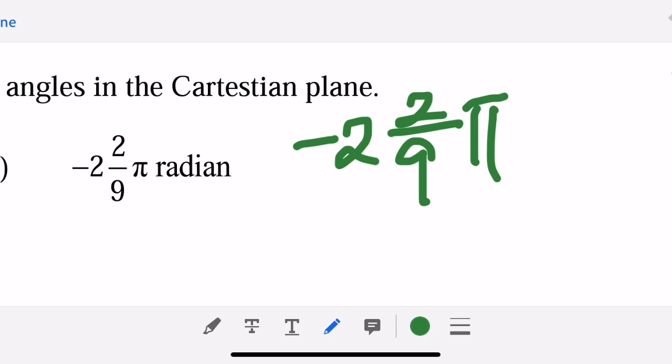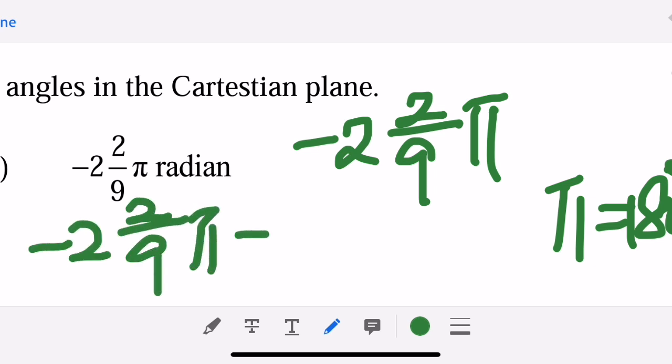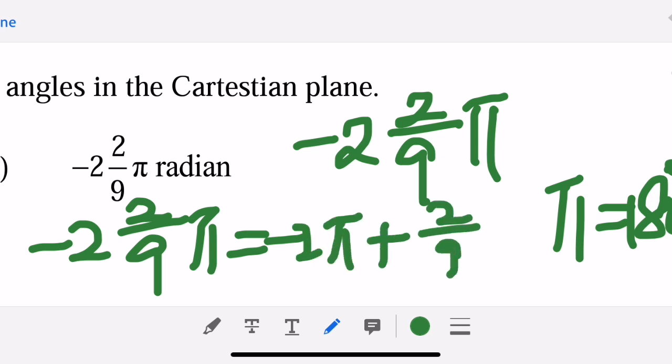You can convert to degrees. 1 pi is equal to 180. So up to you, some of you will convert to degrees. Some of you will say negative 2 and 2/9 pi. It means negative 2 pi plus 2/9 pi, isn't it? It's just that the direction is opposite. So we can write it like that.